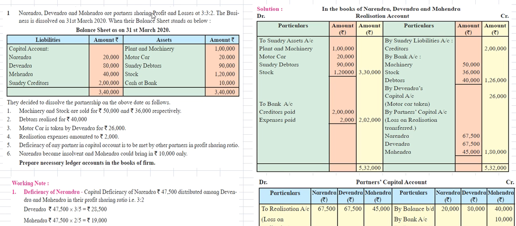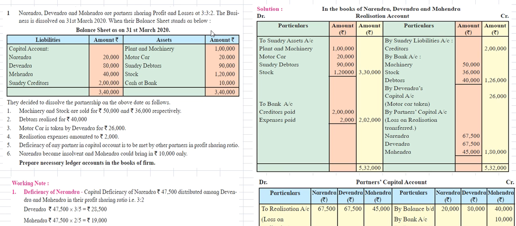And for the Mahendra it is two ratios. So 1 lakh 80,000 into 2 divided by 8, he will get 45,000 rupees in the partner's capital account. This is the partner's capital account. Loss will be transferred to the partner's capital account. So their loss amount is 67,500, 67,500 and 45,000.